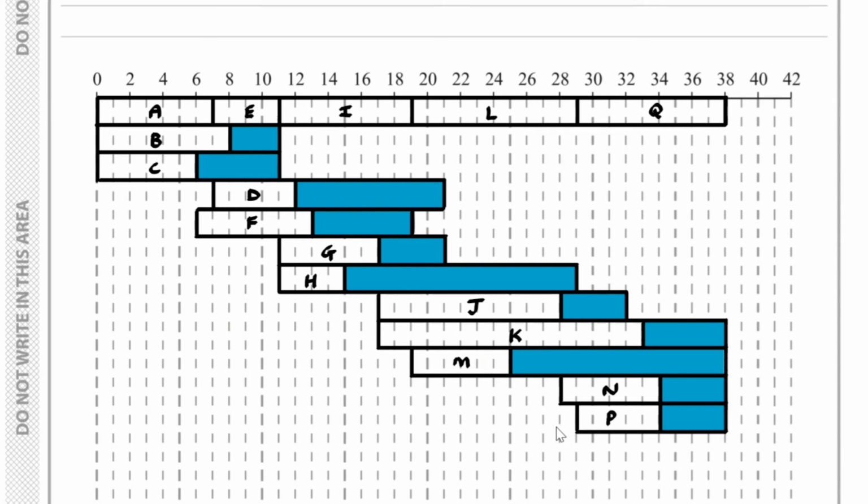Here is our completed cascade diagram with the relevant floats. You can see activity D depends on A, F depends on C completing, G and H depend on E completing, J and K depend on G completing, M depends on I completing, N depends on J completing, and P depends on L to complete. And then the float times are shown shaded in the bars.